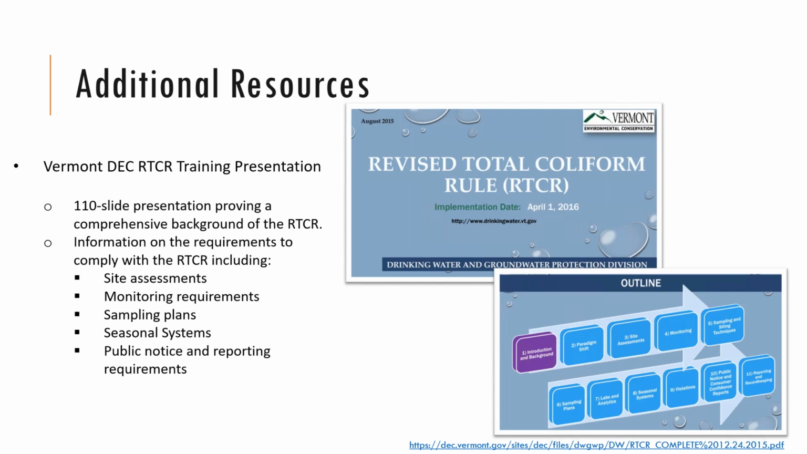These include when and how a site assessment is conducted, monitoring requirements for individual systems, how to develop a sample siting plan, instructions for seasonal systems, public notice requirements and reporting requirements. They break it apart again into different sections, as shown in the outline picture, but it's easy to navigate. Each section is very concise. It's 110 slides, but all the information that is given is easy to understand.